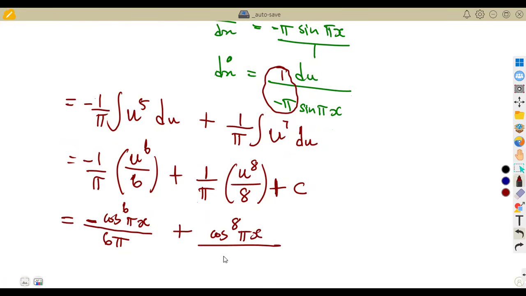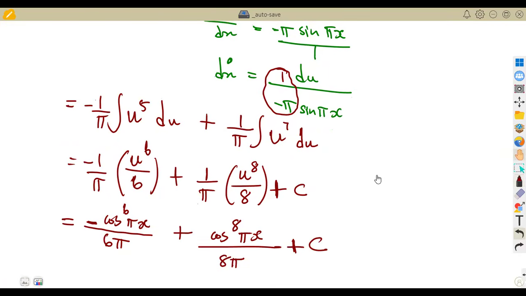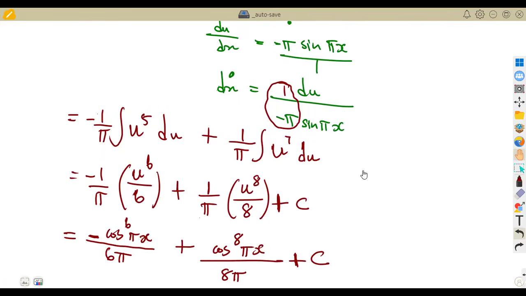Then pi and 8 multiplies, so it will be 8 pi plus the constant of integration, like that. So that is the idea. That is the whole idea of our question. We are done. We just have to be careful with how we simplify, stage by stage, up to the final part.